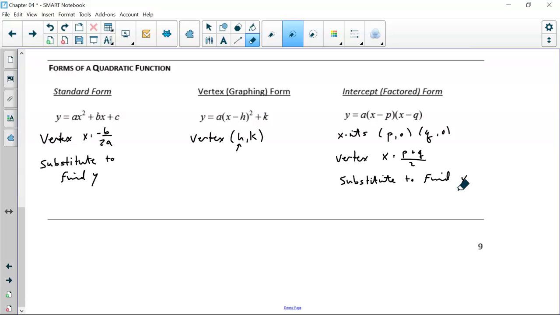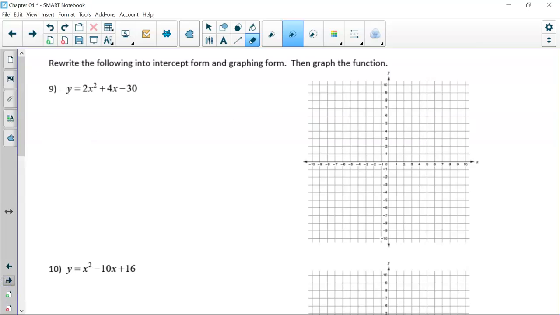We're going to be rewriting forms. Now we're given the equation in standard form. What we're going to do is write this into intercept form and graphing form. So now, to get it into that intercept form, factored form, we're going to factor y equals. Now, all of these are divisible by 2. So it's 2 times the quantity of x squared plus 2x minus 15.